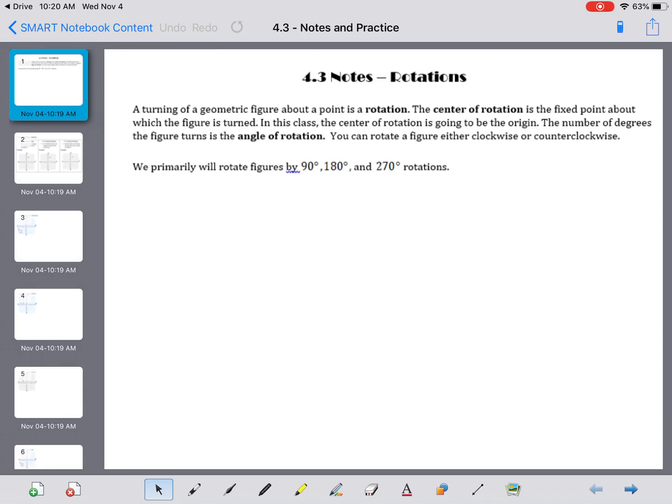You can rotate things about points, but we're not going to focus on that. We're just going to focus on rotating about the origin. The number of degrees that the figure is turned is what is known as the angle of rotation. You can rotate a figure either clockwise or counterclockwise. We primarily will rotate a figure 90 degrees, 180 degrees, and 270. So that's what we're going to focus on here.